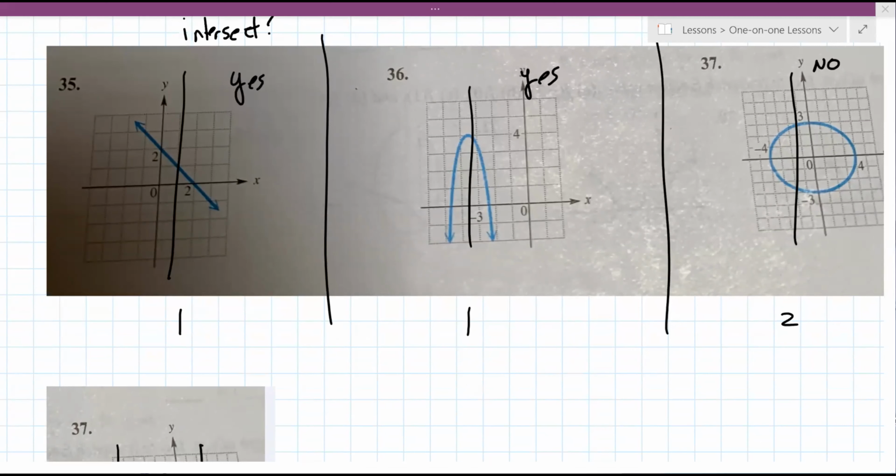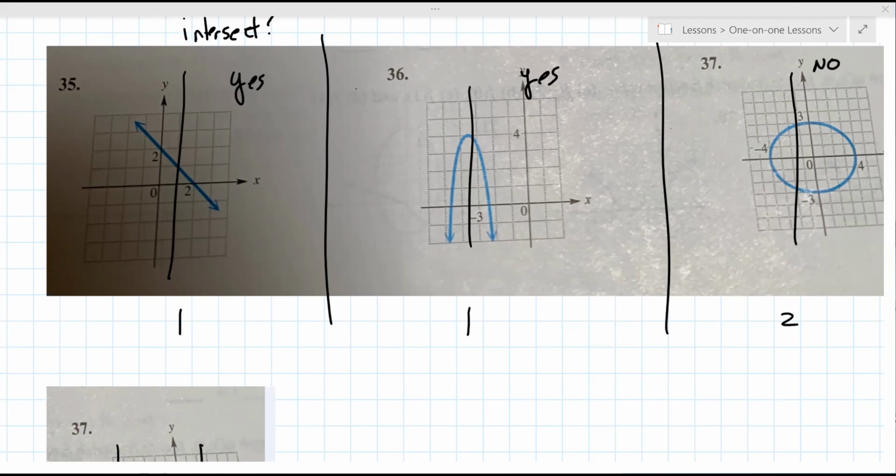Like 41 is not a function. Do you agree with that? Yes, because it doesn't pass the vertical line test. Okay. 46 is also this sort of classic exam question.